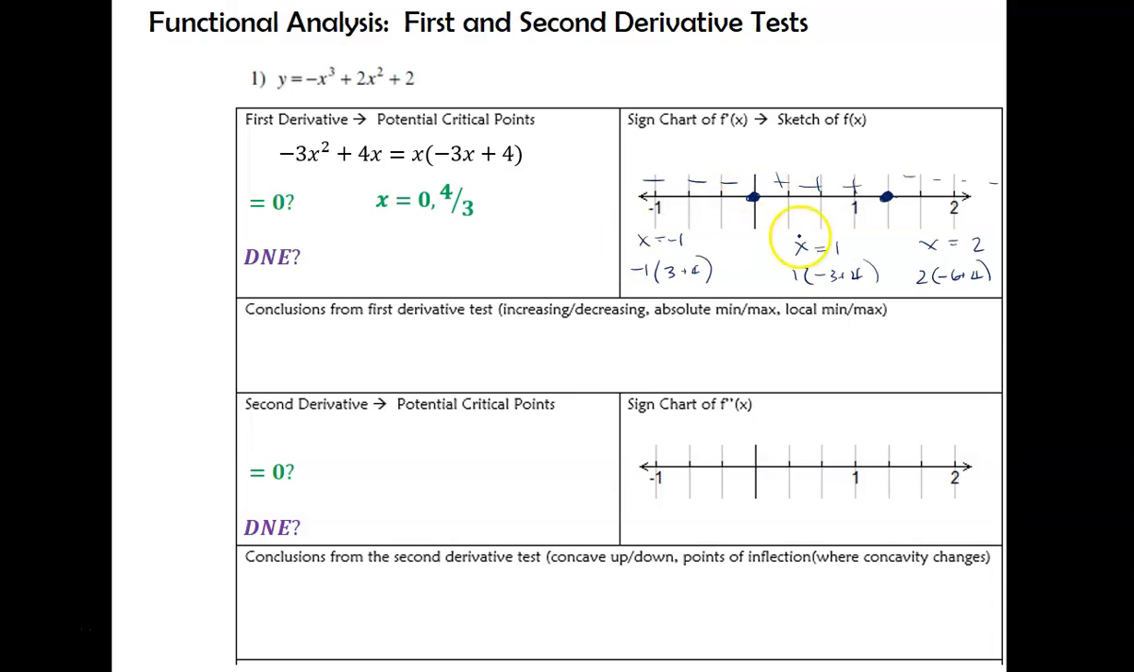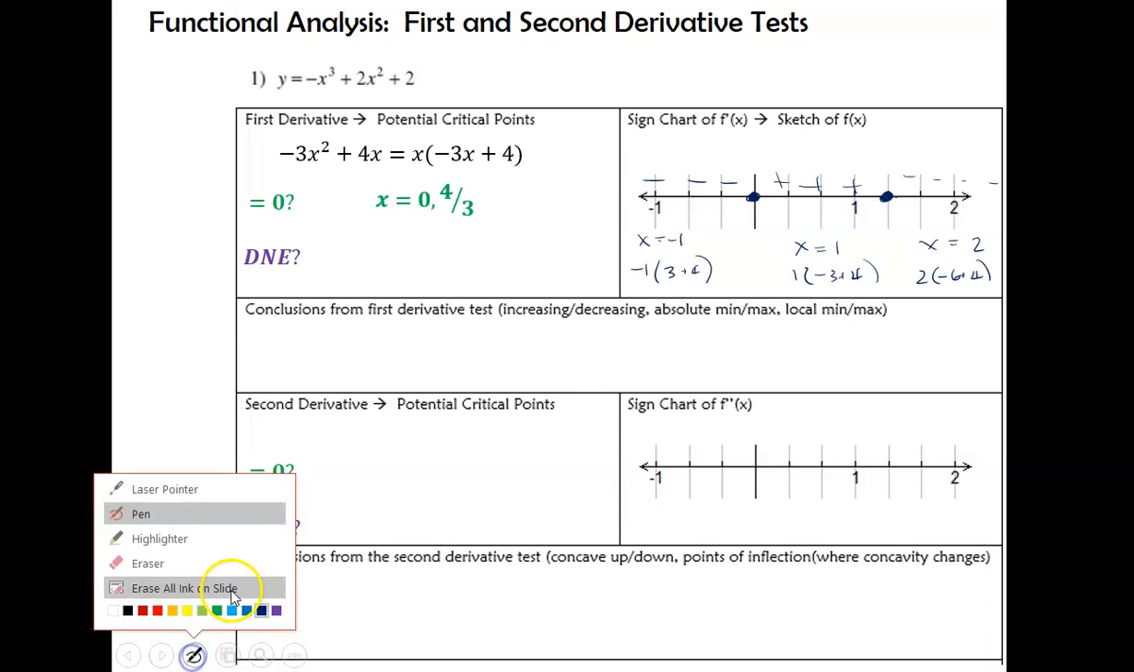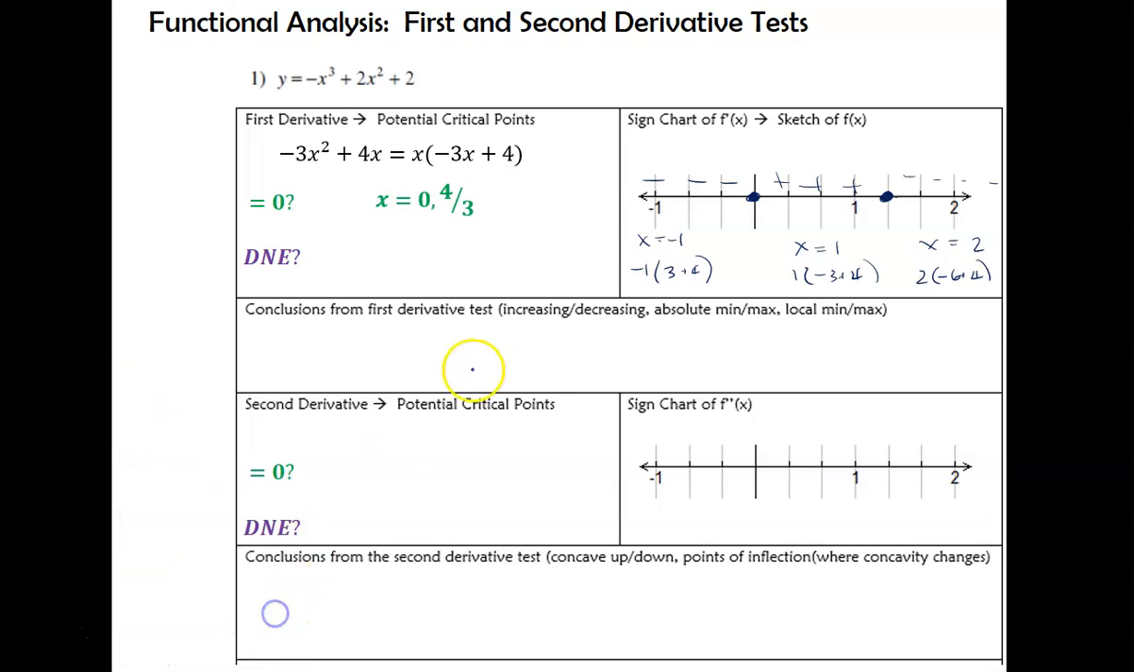Okay, so based on my sign chart, I can draw some conclusions. And one of the things I pointed out yesterday, and I want to point out again, is that if you are on the AP, they are not going to look at this, right? You can write all over this the way we just did. They're not going to look at it. What they're going to look at is the conclusions that we're going to draw down here, right?